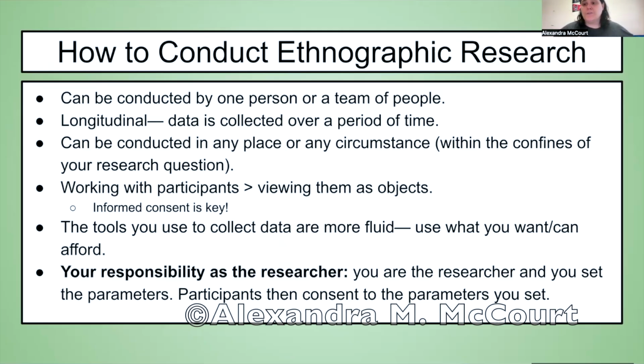But ultimately, this is your responsibility as the researcher. You are the researcher and you set the parameters. So you come up with the questions, you come up with the time and place, you come up with a list of potential participants, and you have to make sure that they can consent to the parameters that you set. You're in control, but the participant still gets a choice on whether or not they get to participate.